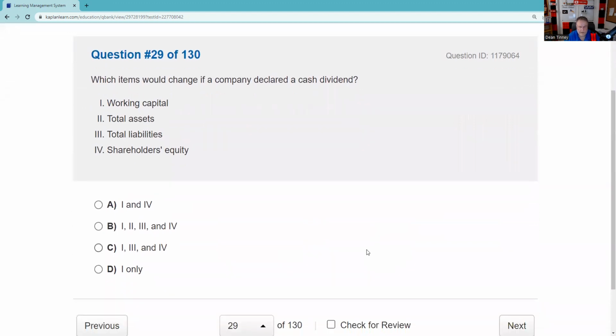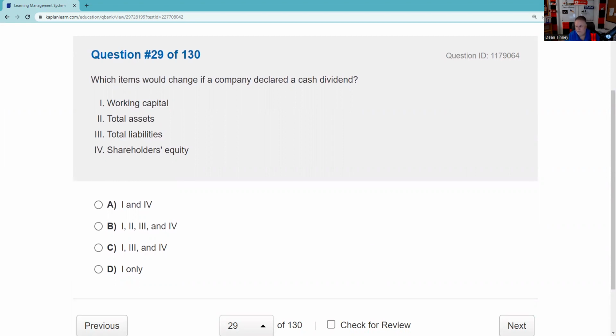Which of the items would change if the company declared a cash dividend? I've been thinking about doing a lecture just on balance sheets, but again, it's kind of like that one I told you I was thinking about futures. Then sometimes it feeds the psychosis that it's really a big deal, and it's not.